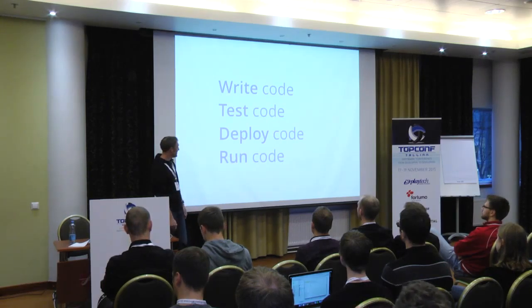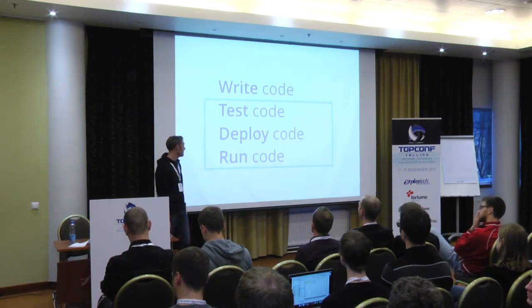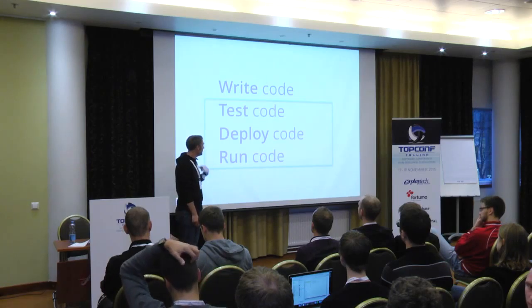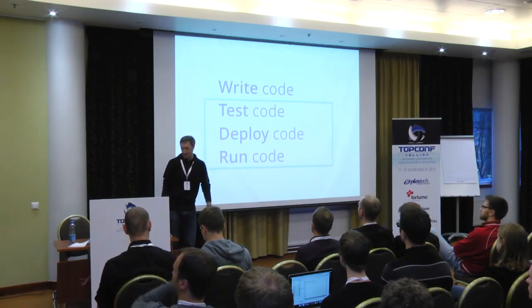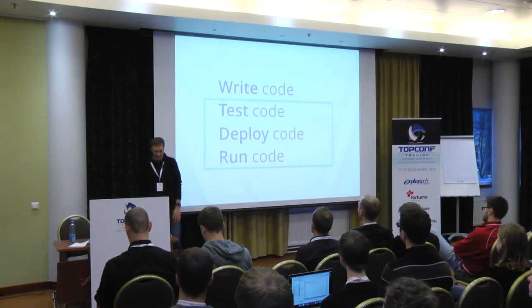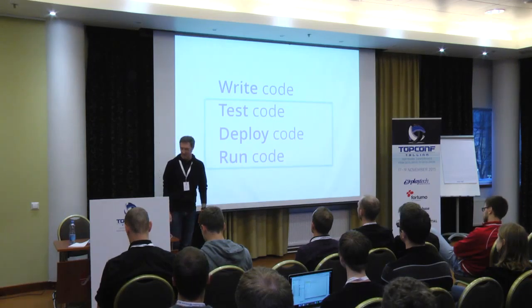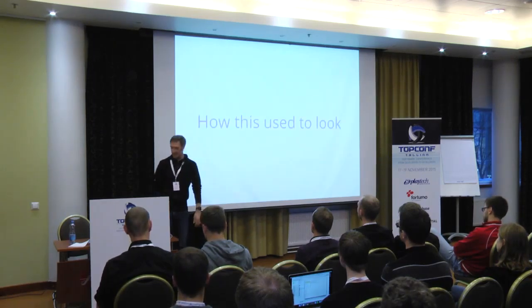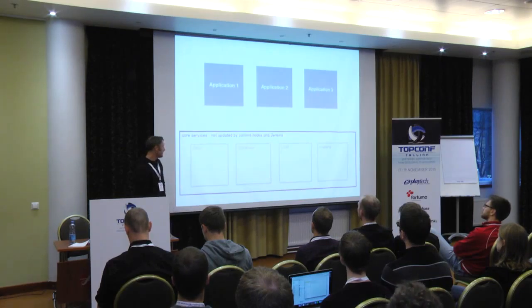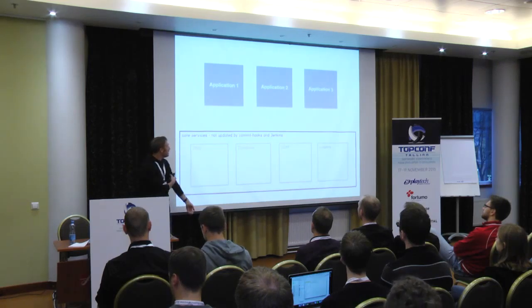So we asked ourselves, what do we actually do here? What's our job? Our job is to write code, to test code, deploy code, and run code. There's a little bit of communication stuff and fluffy stuff around the outside. But at the end of the day, this is what we're doing. We're going to focus on how we deal with the last three bits. How do you get code smoothly into production?